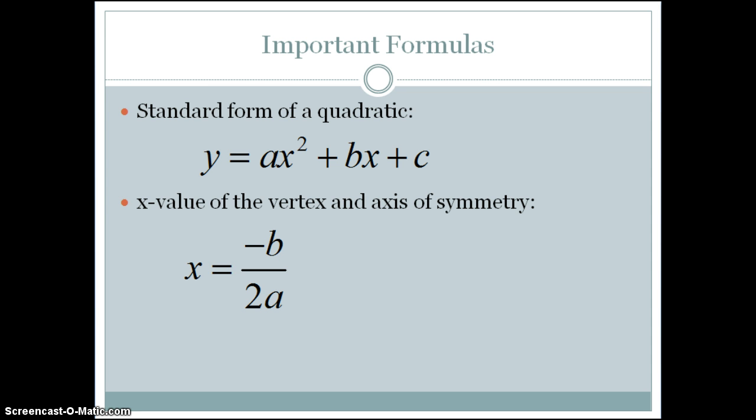Big things to remember, vertex is either the highest or lowest point. That's going to tell you if it's a maximum or a minimum. If our a value is positive, our graph is going to open up and our vertex is going to be the minimum. It's going to be the lowest point. If a is a negative number, our graph is going to open down. That's going to be a maximum. Okay. Keep that in mind. That's called the vertex. Circle that, star it, underline it. That's an important word. We're going to use it a lot.